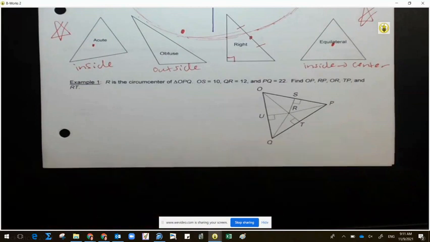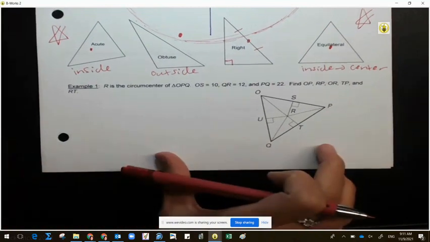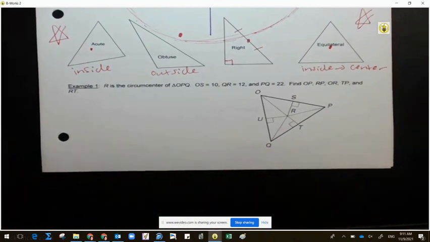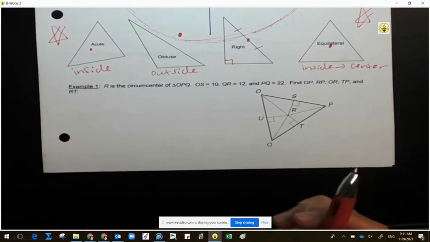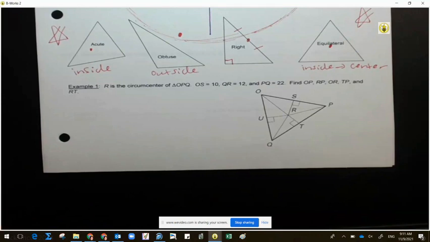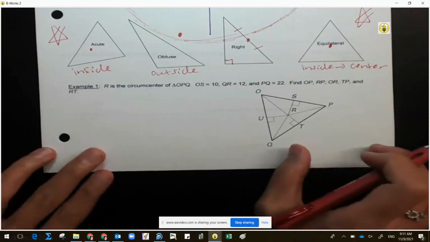So let's go on to example number 1. All right, Bobby, let's read example number 1. What is the circumcenter of triangle OPQ? OS equals 10, QR equals 12, and PQ equals 22. Find OP, RP, OR, TP, and RT.